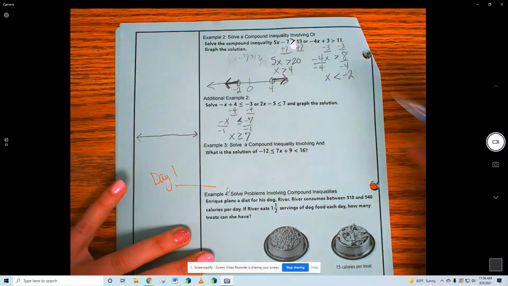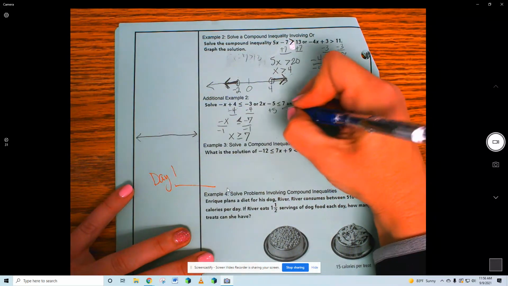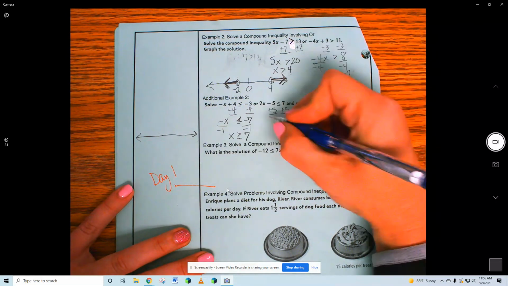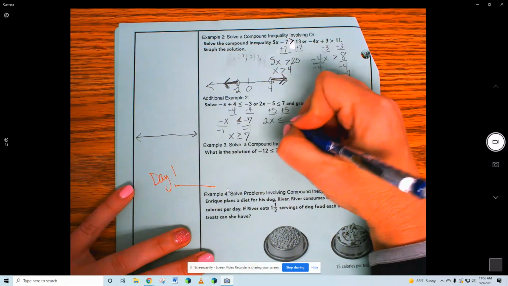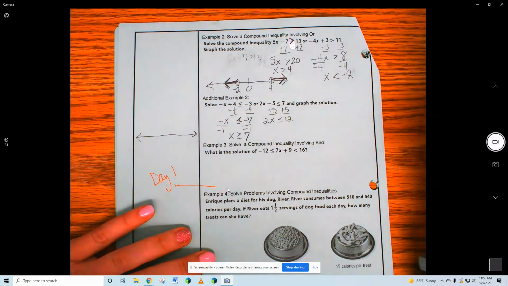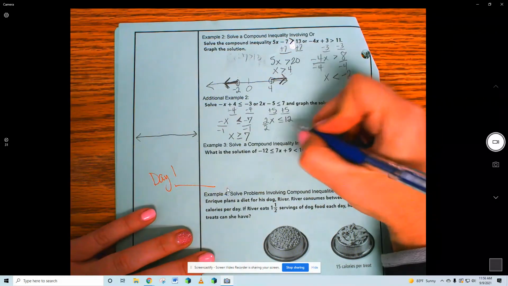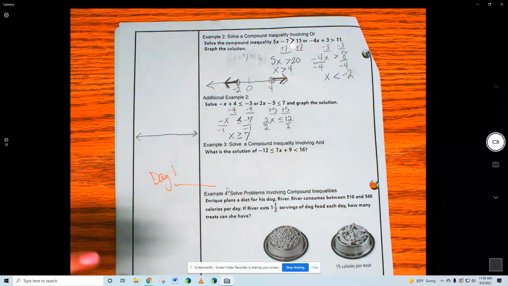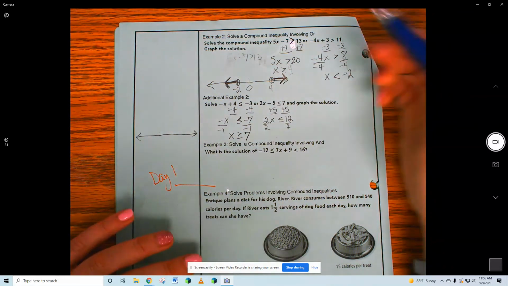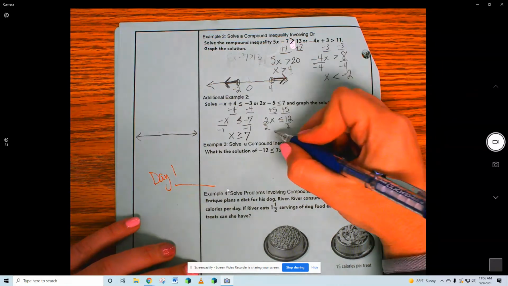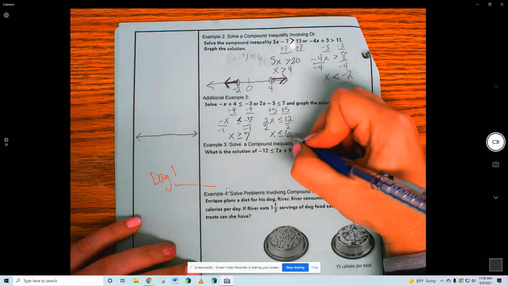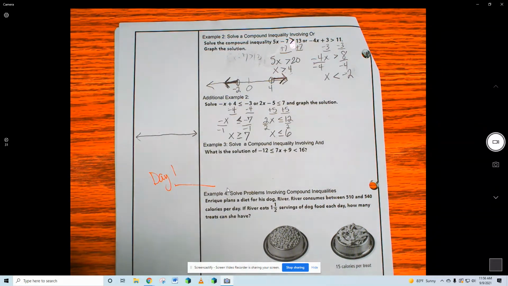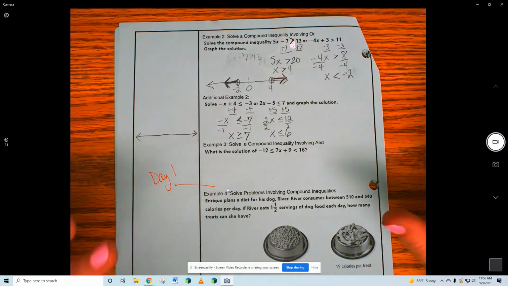Okay. Add 5 to both sides. Divide by 2. Divide by 2. No switching. Everything stays as is.